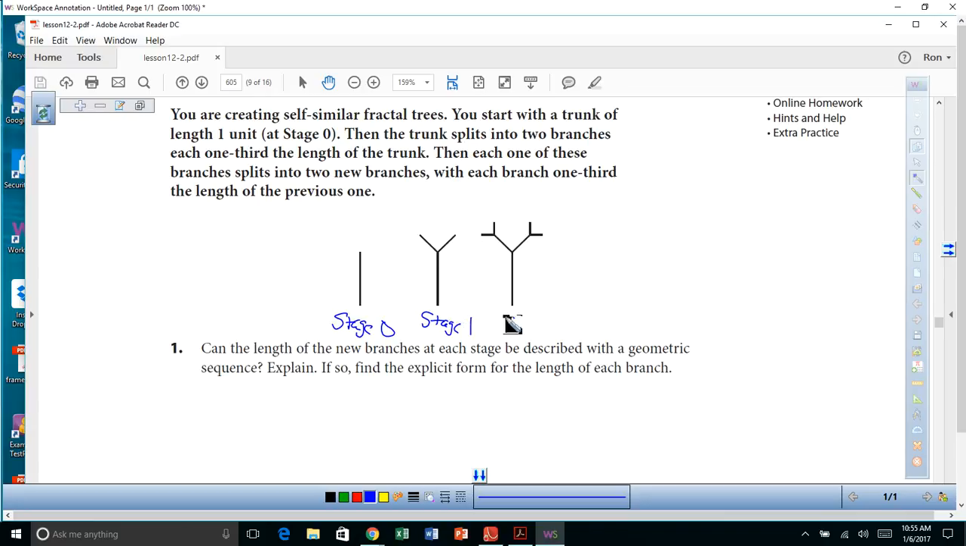And this would be stage 2. Then each of the branches split into 2 new branches, with each branch 1/3 the length of the previous one. All right, so stage 0 is the trunk, and then you got 2 branches, and off those 2 branches, you got 2 branches. Good.